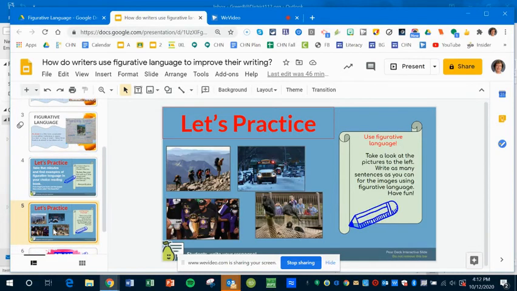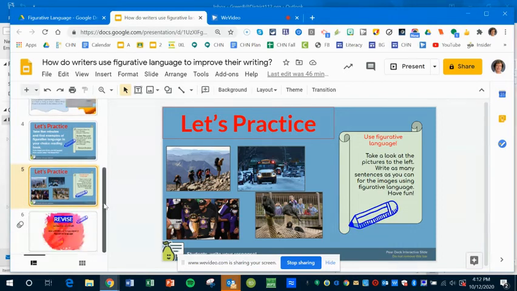Then on the next response slide, I want you to take a look at these 4 images, and you don't have to write something for each of them. Maybe you just want to write a bunch of examples for one of them, but try to write as many different kinds of figurative language as you can. Just take 5-10 minutes to do that.